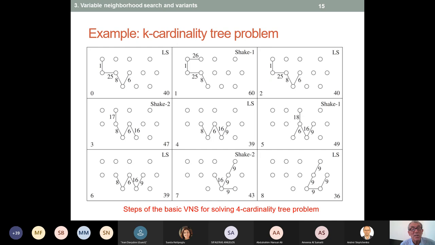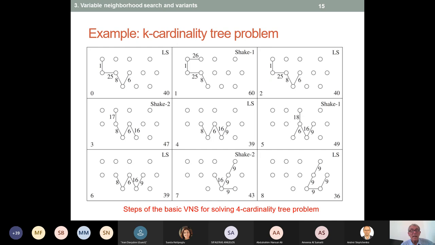Now you compare 40, the previous best solution, and 39. You got an improvement, which means you move to this solution. So that is my current solution. I move from slide 3 to picture number 4, okay?